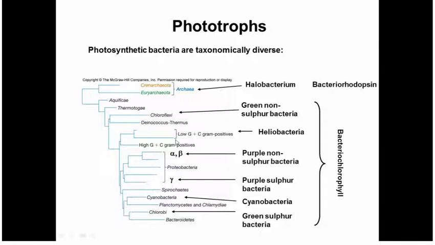So the question here is, you've got two hypotheses to explain the distribution of bacteriochlorophyll and photosynthesis among these different groups of bacteria. One is the ancestor of all these different bacteria was photosynthetic, and all of the non-photosynthetic bacteria just lost photosynthesis. That's hypothesis number one. What's the other hypothesis?